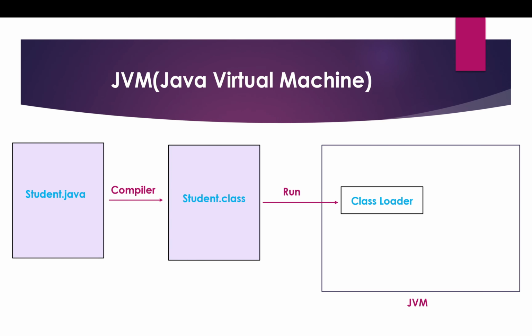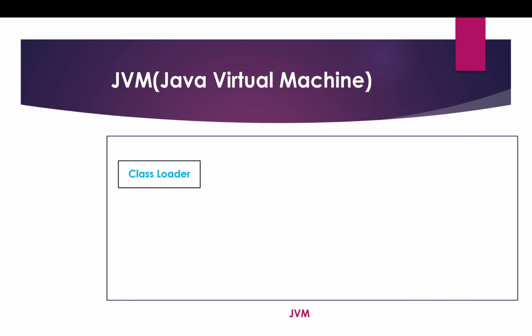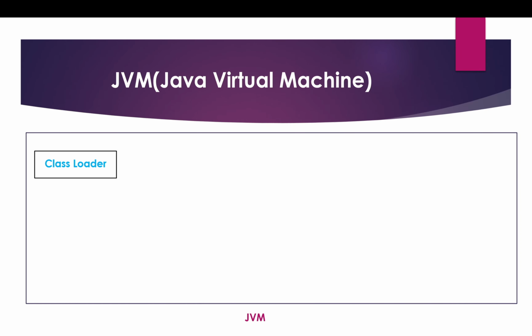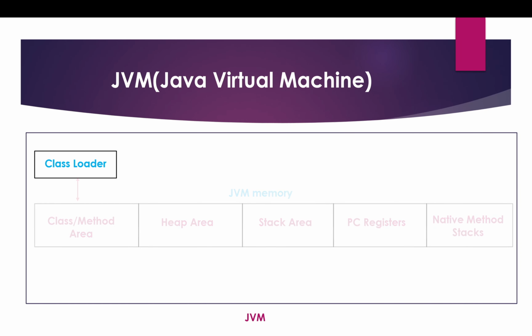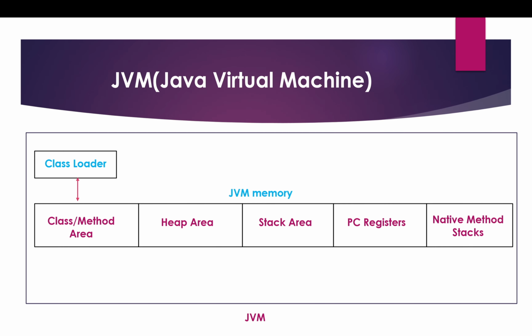In the JVM there is a class loader which loads the class file into the JVM, and further it is executed. Once the class is loaded using the class loader in the JVM, it is also verified whether that class file has been modified or tampered with. If it is modified, you will get an error.